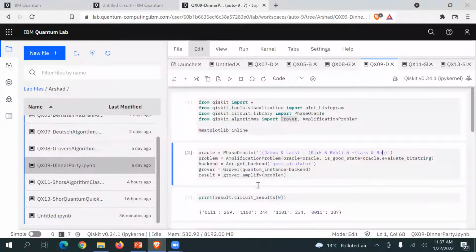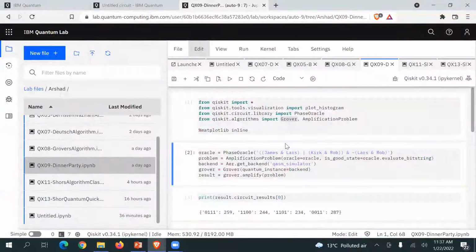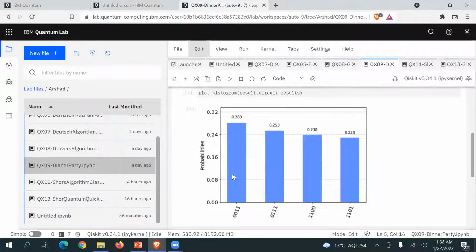So this we just transform, this complete combination here, and then we push this function. This becomes a phase function now, and this function goes to an amplification problem. Then we send this to a simulator, right? And this is our Grover function, which is inbuilt in Qiskit. We push this to Qiskit, and then Grover.amplify. This goes and amplifies the results. So when we find the results, we find this.